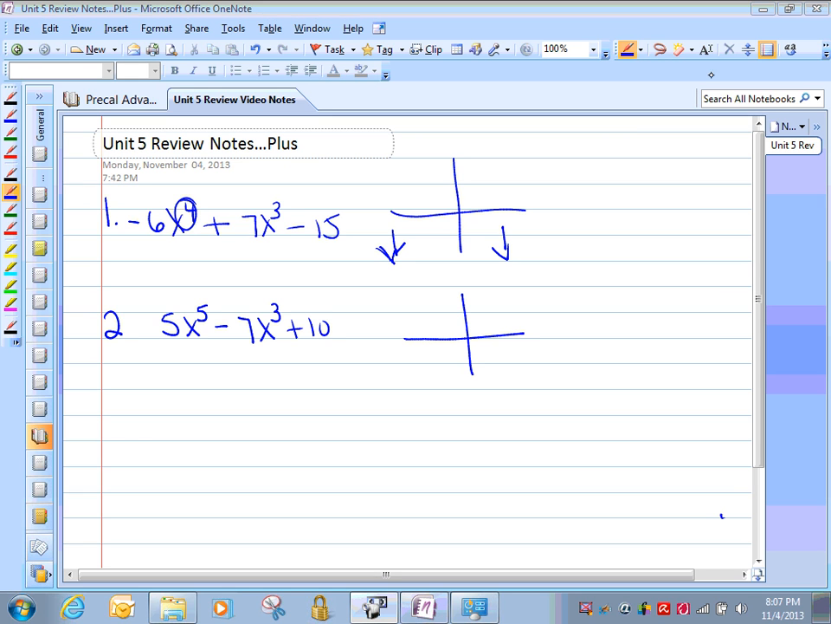Let's move on. Okay, and we have another here that we're going to look at in behavior. And let's see, this is a positive 5, therefore on the right it would go up. It is an odd exponent, therefore on the left it would be opposite the right. So they would be opposite each other, and therefore it would rise on the right and fall on the left.